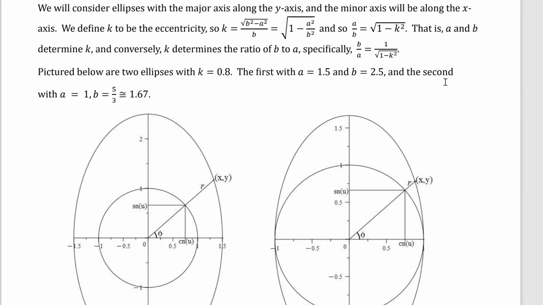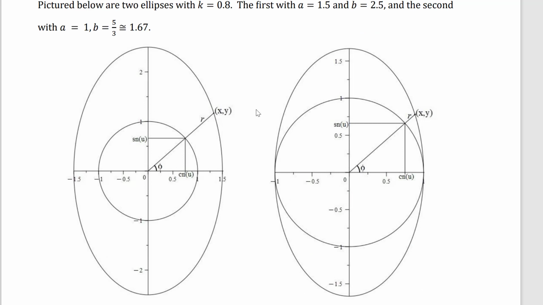and our k is the eccentricity of the ellipse, which will be the square root of the major axis squared minus the minor axis squared, over the major axis. So for us, square root of b squared minus a squared over b. So if we know a and b, we can get k. And conversely, if we have a k, then we can get the ratio of b to a. b to a will be 1 over the square root of 1 minus k squared. So the eccentricity determines k, or conversely, k determines the eccentricity of the ellipse.